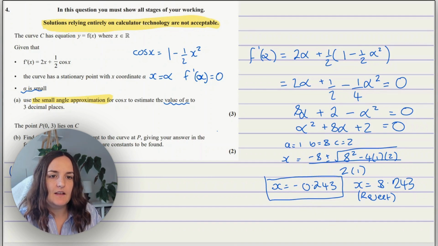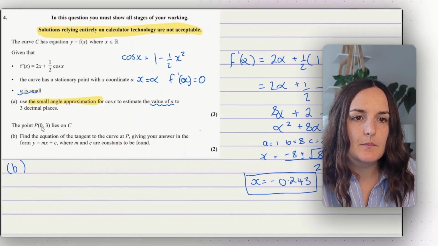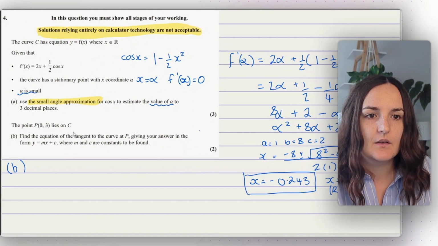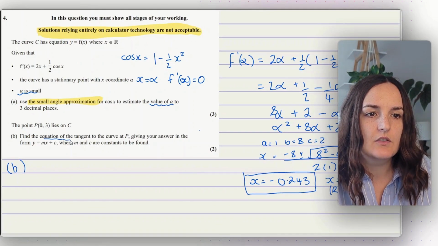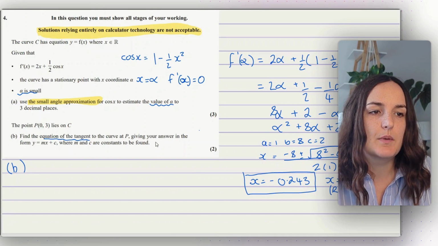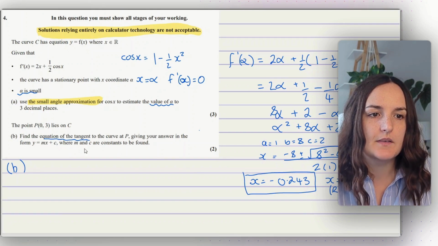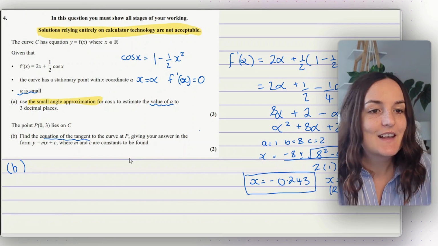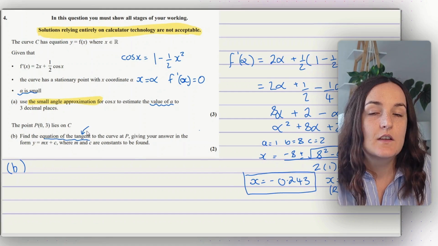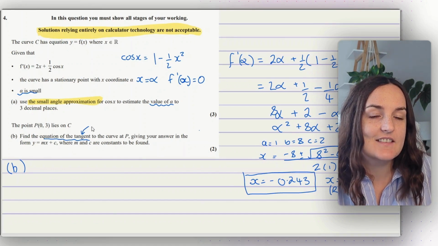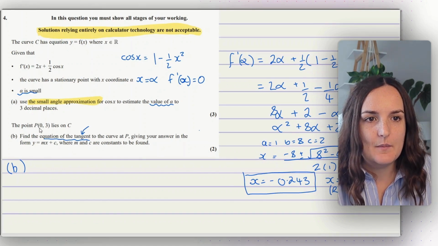Okay, and then let's take a look at part B. So part B tells us that the point P, which is (0, 3), lies on C, and it wants us to find the equation of the tangent to the curve at point P, giving your answer in the form y equals mx plus c, where m and c are constants to be found. Now, this is a pretty easy question. You just have to realize that the tangent has the same gradient as the curve at that point, okay?